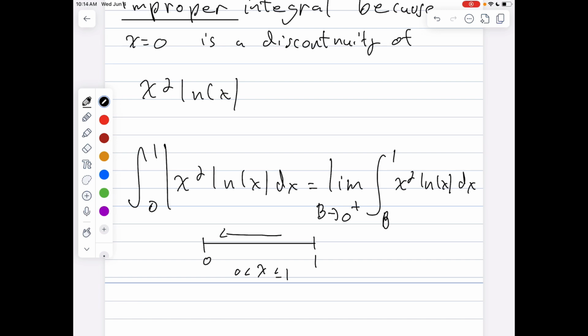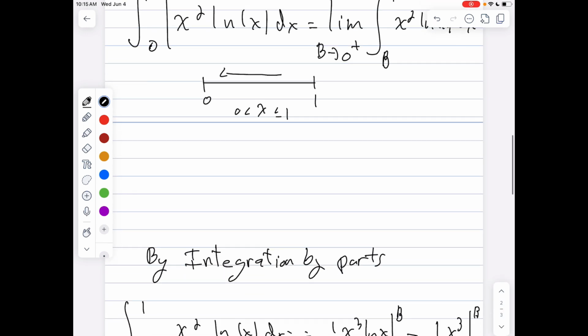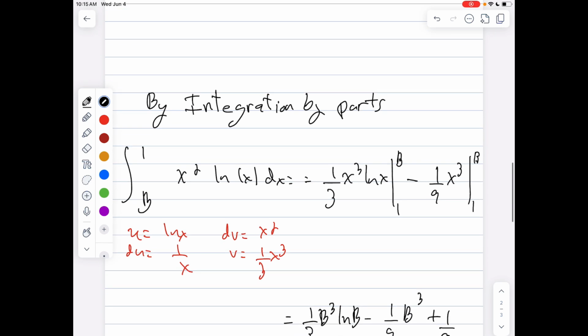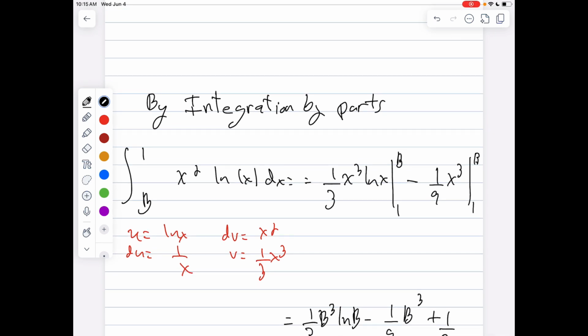Okay, so once you do that, you go ahead and integrate the function x squared ln of x dx. The technique we're going to use here is integration by parts. I'm not going to go over that. I'm just going to show you what the u, the du, the dv, and the v are.